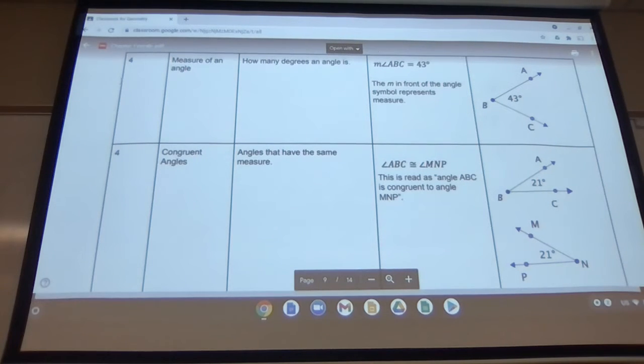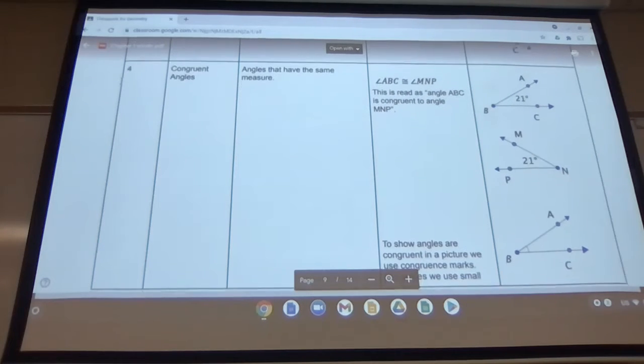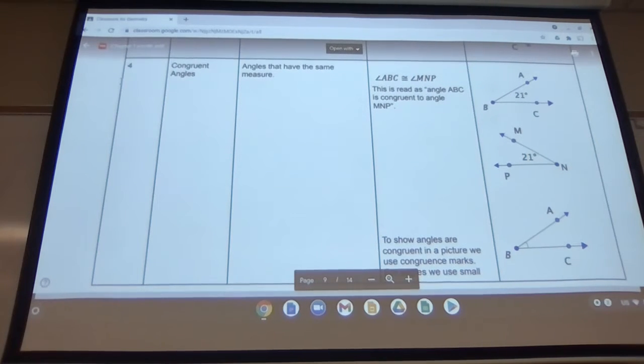Now that ties right into congruent angles. Congruent angles, we've already done congruent segments this year. Congruent segments have the same length. Congruent angles are going to have the same measure. So if you have a couple of different angles with the same measure, we can say they're congruent to each other. In this picture over here, we have two angles that are 21 degrees. Angle ABC is 21, angle MNP is 21. So we can come up here and say that those two angles are congruent to each other. Once again, the symbol for congruent is the equal sign with the little squiggly line above it.